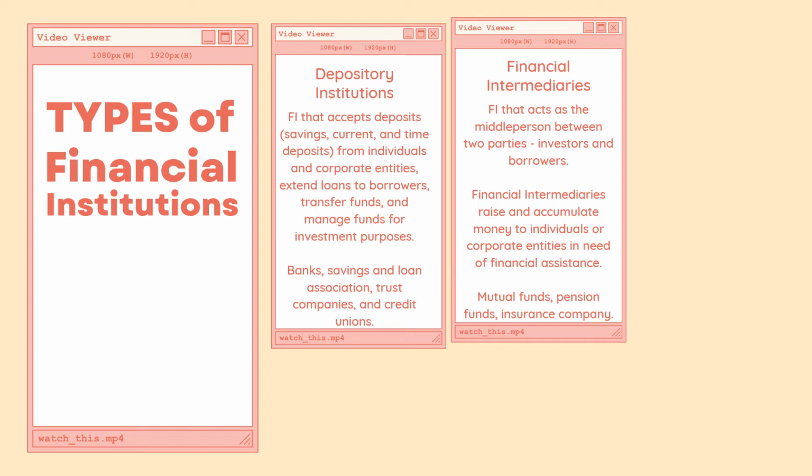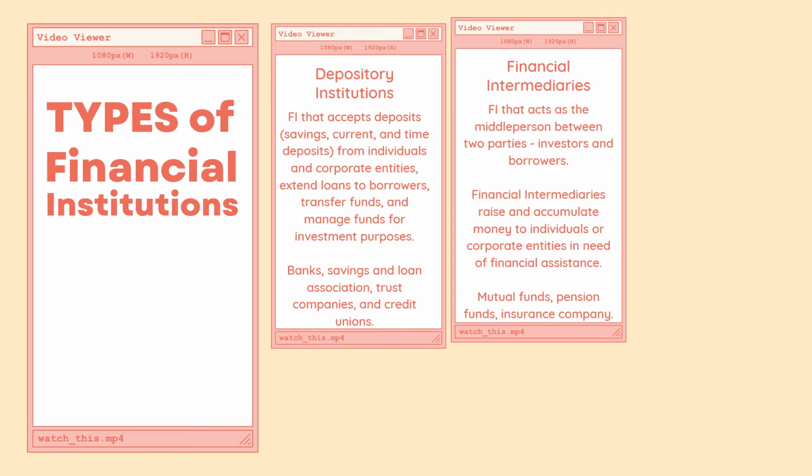The financial intermediaries are the following. First, the mutual funds. Mutual funds accumulate money by selling shares of stock or bonds of publicly listed corporations to individuals or corporate investors. The funds from the proceeds of the sale are pooled together and channeled to the borrowers. Second is a pension fund.